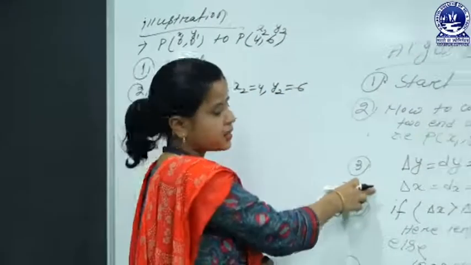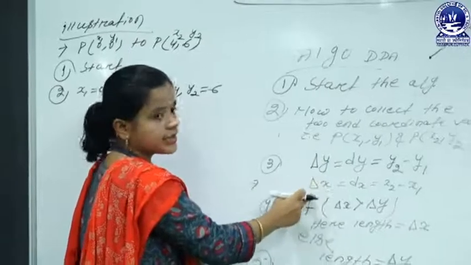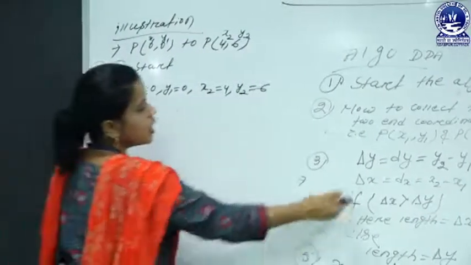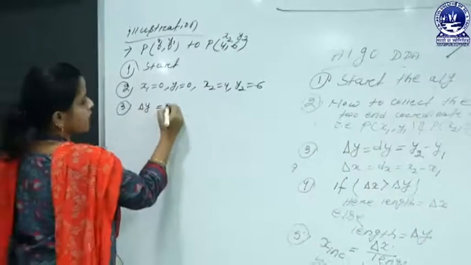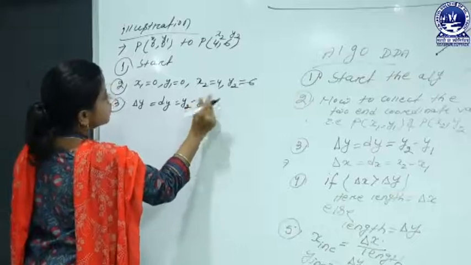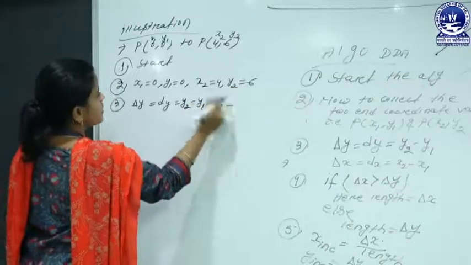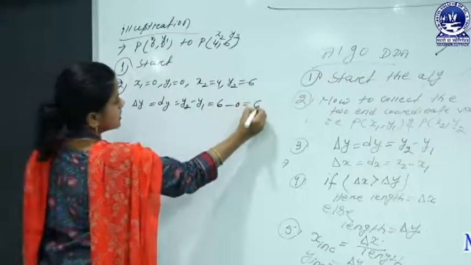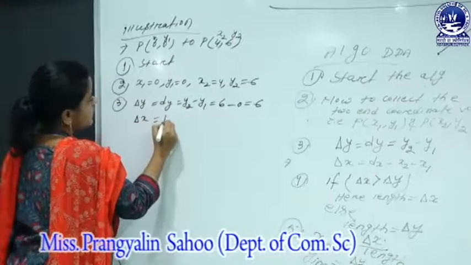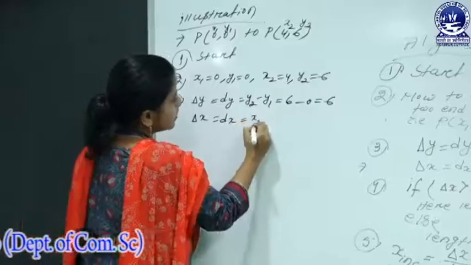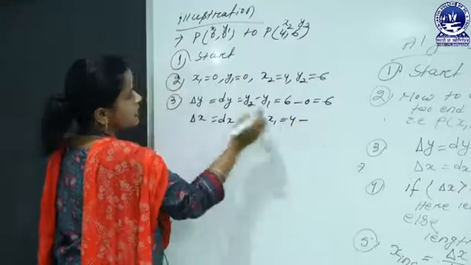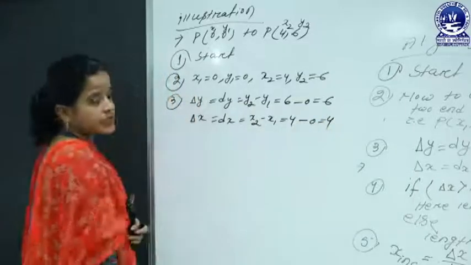Now go to the third step to find delta y and delta x. Here the formula for delta y is y2 minus y1. Delta y or dy equals y2 minus y1. That means y2 value 6 minus y1 value 0. So the resultant outcome is 6. Now find the delta x or dx value. The formula is x2 minus x1. Here x2 is 4 minus x1 which is 0. So the resultant is 4.